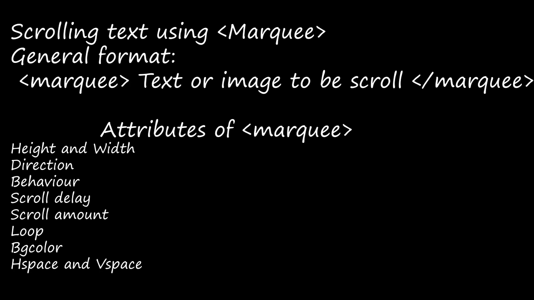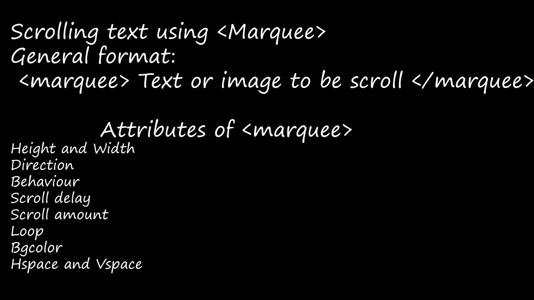And the next one is bg color. This is used to specify the background color of the marquee element. The element which is scrolling will have the background color if you give this bg color attribute, right? And the next one is h space and v space. That is for defining the horizontal and vertical space around the marquee. The value you can give in pixels or percentage.